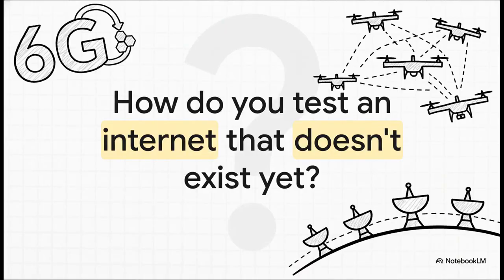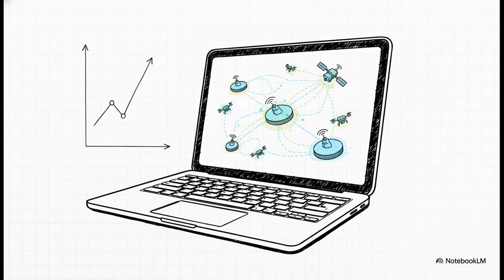Think about it for a second. We're talking about things like 6G, massive networks of drones, or huge satellite constellations. You can't just build them to see if they're going to work. So how do the engineers and researchers actually solve this problem? Well, the answer is simulation.